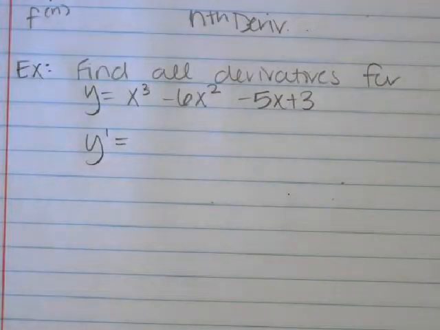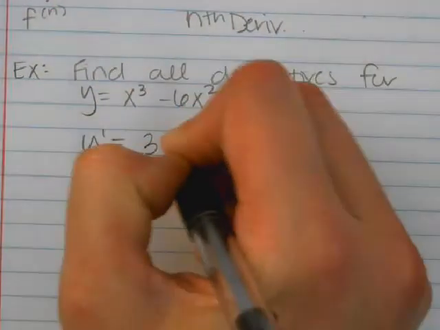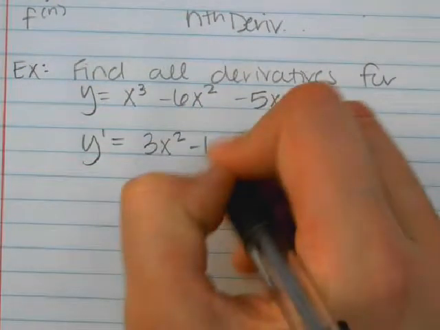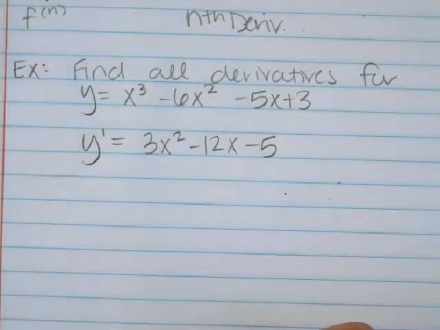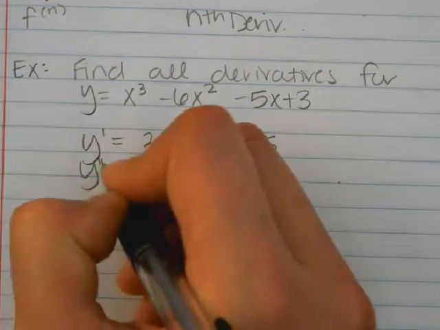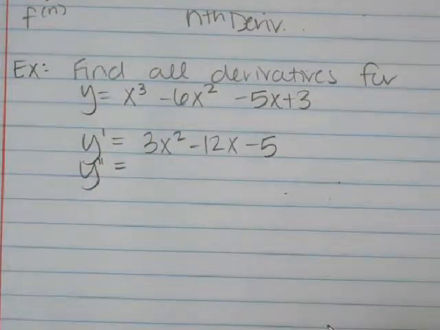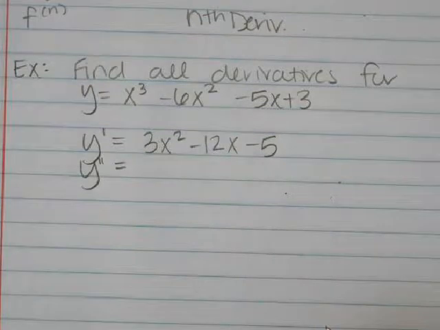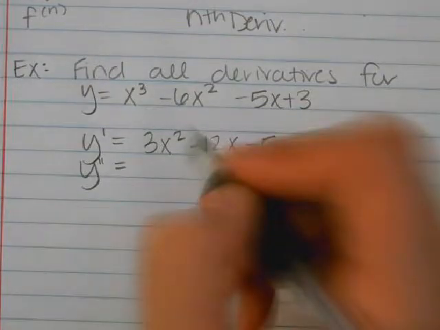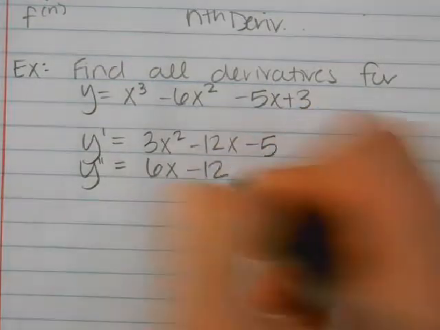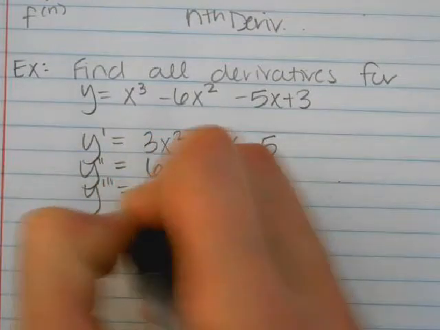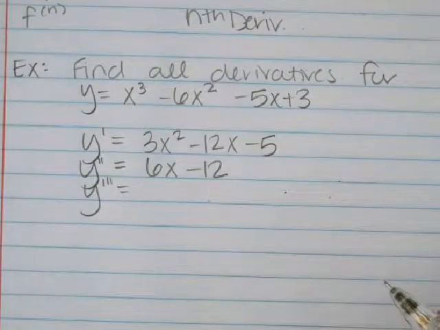All right, what is the first derivative? Okay, that's the first derivative. Now we're going to find the second derivative. I almost said it with a P. Find the second derivative. It's minus 12. What's the third derivative? 6.